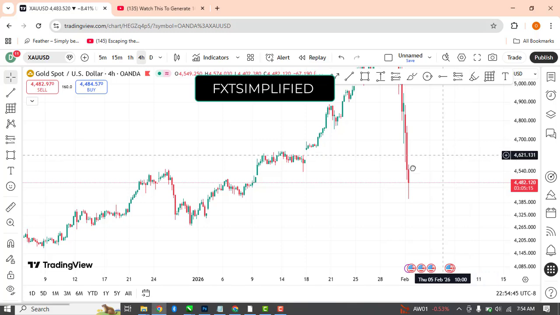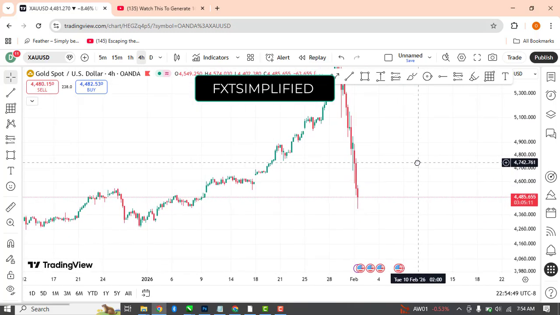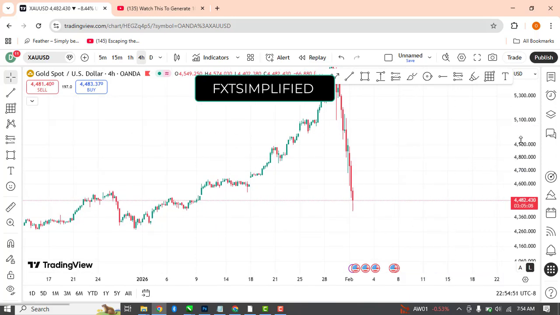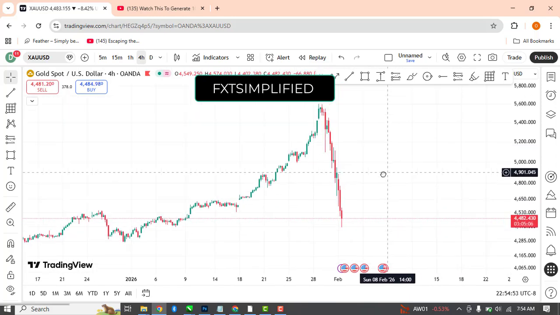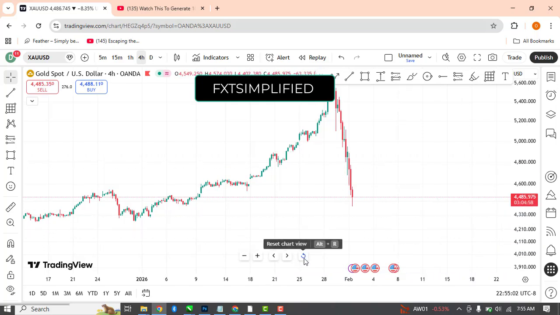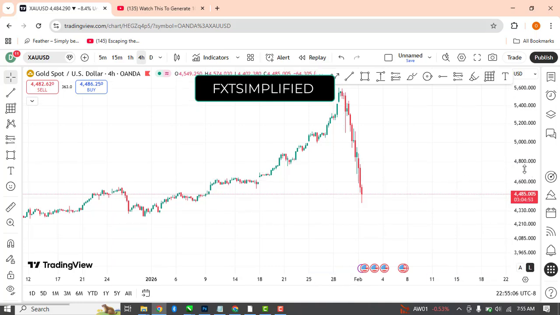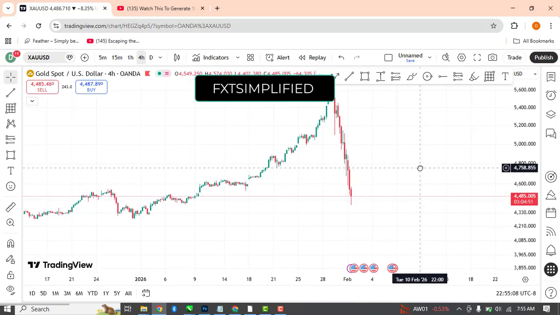So this is gold charts. Gold chart has been selling massively downward, right? But let us just analyze the market and understand what price is doing right now. We should know that price usually seeks liquidity and seeks a demand or supply zone, right?